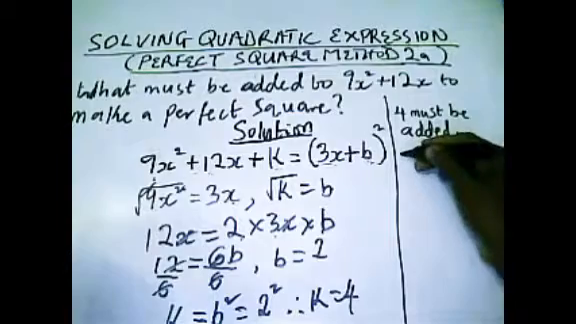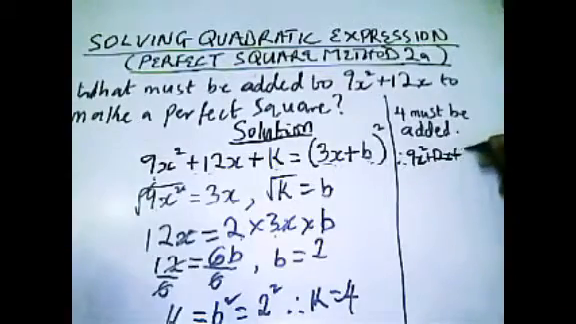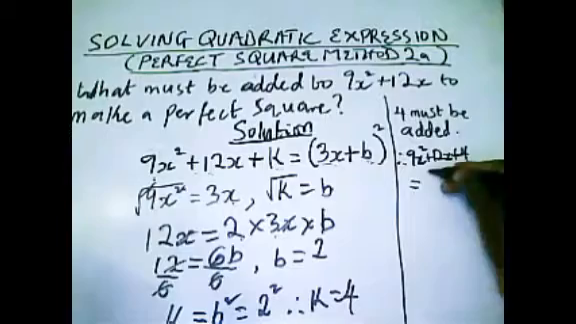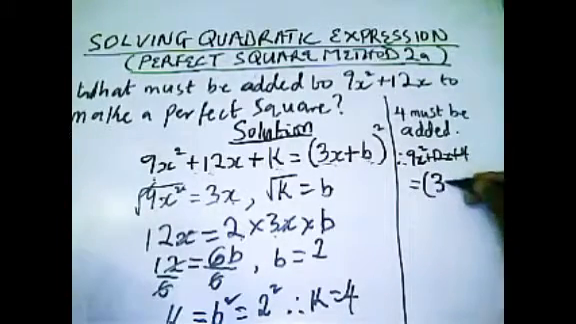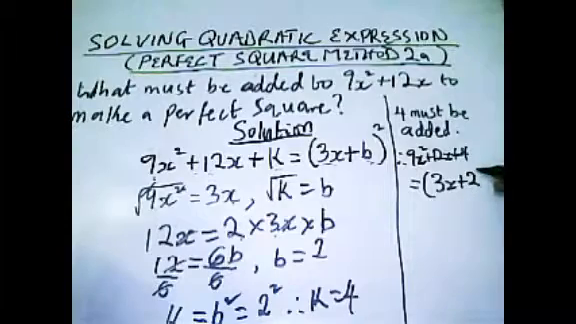Now here is how we're going to write it. We say therefore 9x squared plus 12x plus 4 will give us, in brackets, we already have 3x, then plus, don't forget what b is, 2, then all squared. So there you have it. That is the solution to the problem on the board.